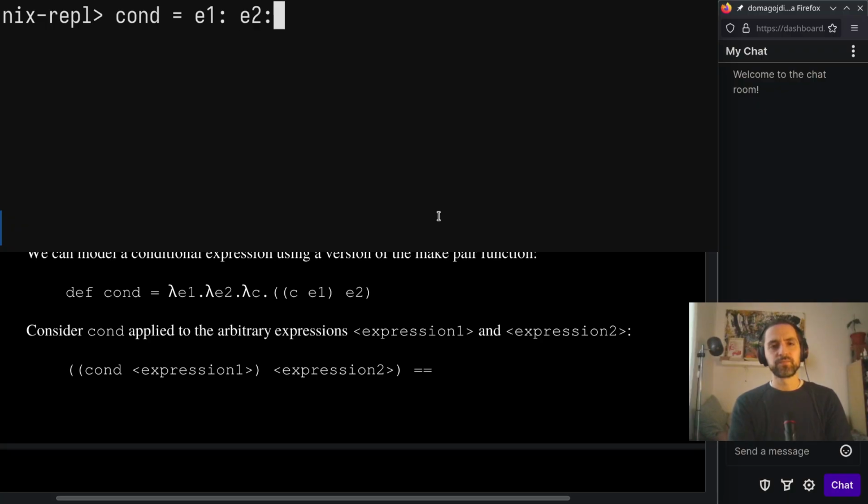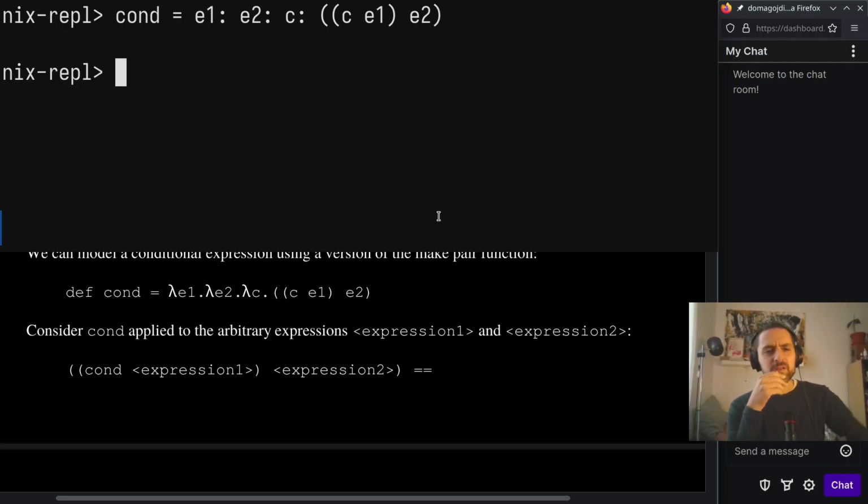So the cond takes an expression 1, then takes an expression 2, and then takes a function, lambda c. C is the conditional, and it is almost like make pair. Consider cond applied to the arbitrary expression 1 and expression 2. Cond expression 1 evaluates to something, but then that itself is being applied to expression 2. I'm still confused by this.